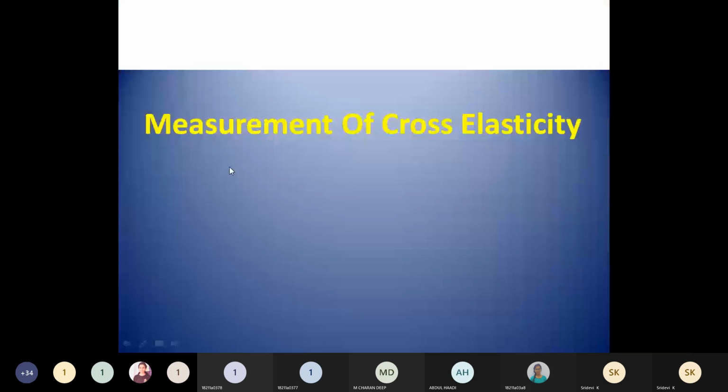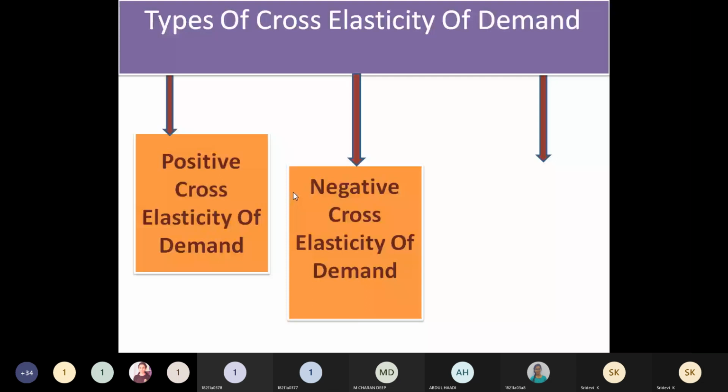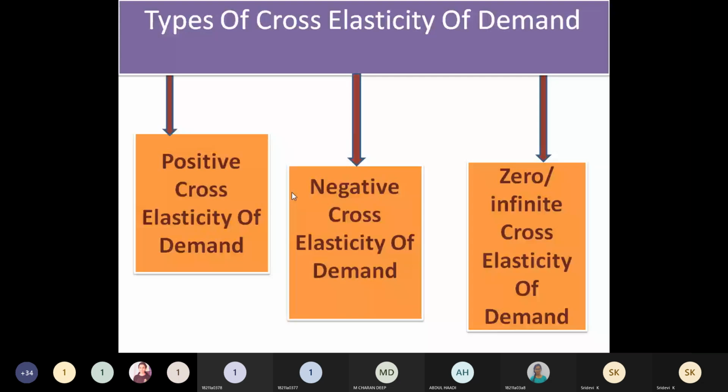In case of cross elasticity, we can divide them into three types. One, it is the positive cross elasticity. One, it is negative cross elasticity, and the third one, it is zero or infinite cross elasticity. These are the three types we can come across in cross elasticity. Positive cross elasticity means here, in case of substitutes, there will be positive effect.